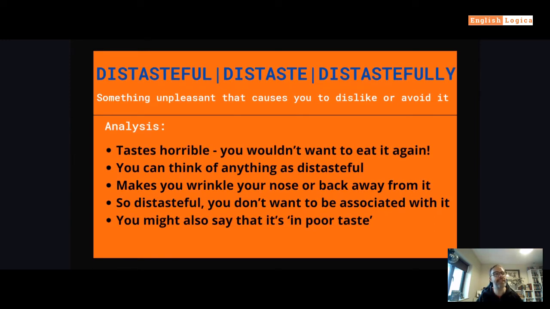Our next word then is distasteful and distastefully. This is something unpleasant that causes you to dislike or avoid it. So if something tastes horrible, you wouldn't want to eat it again. So this is the idea of distasteful, and is something that is distasteful. You can think of anything as distasteful. It makes you wrinkle your nose or back away from it. So it even repulses you. Again, there's that idea of backing away from something. It's so distasteful that you don't want to be associated with it. You might also say that it's in poor taste. So you can see that connection between in poor taste and distasteful.